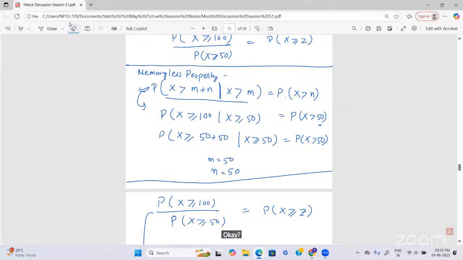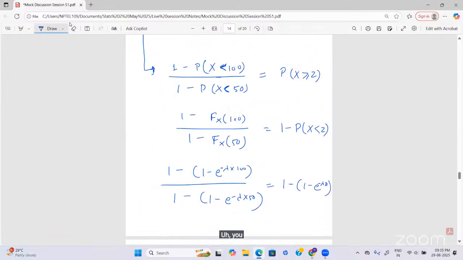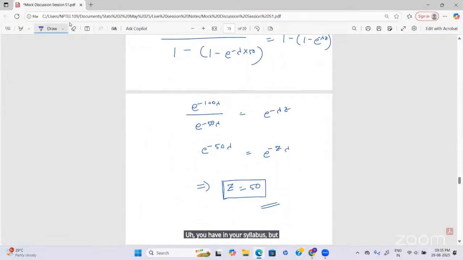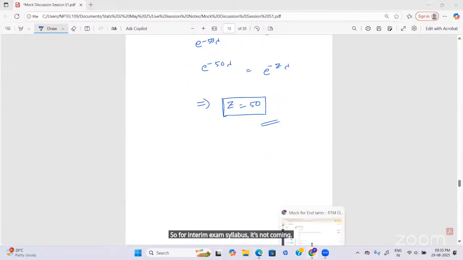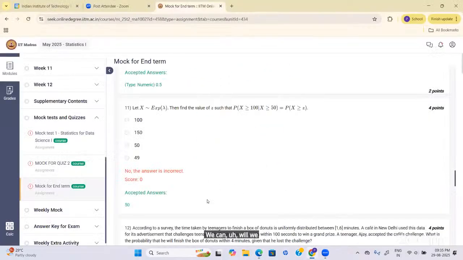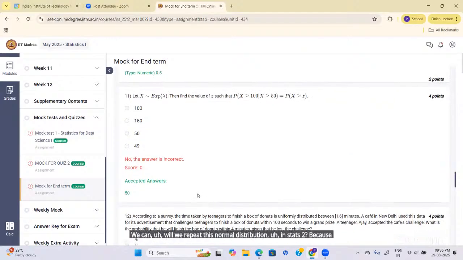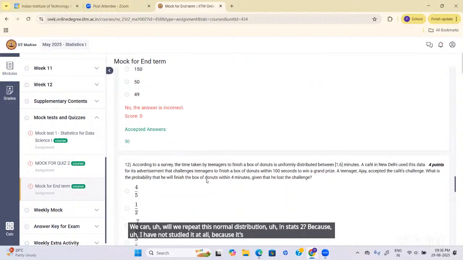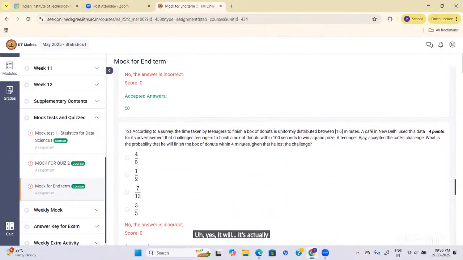Do we have normal distribution in our syllabus? You have it in your syllabus, but it is not coming in your end-term exam. So for the end-term exam syllabus, it's not coming. Ma'am, will we repeat this normal distribution in stats too? Because I have not studied it at all because it's not coming in the exam. Yes, it will. It's actually a very important distribution.